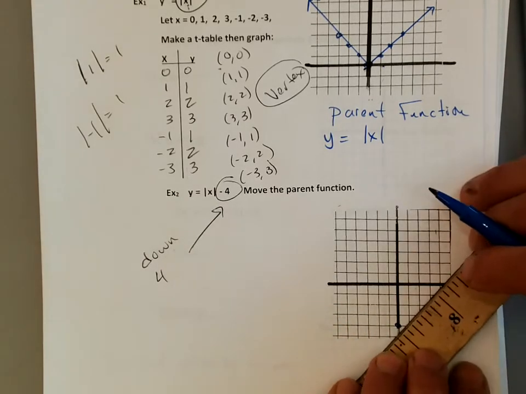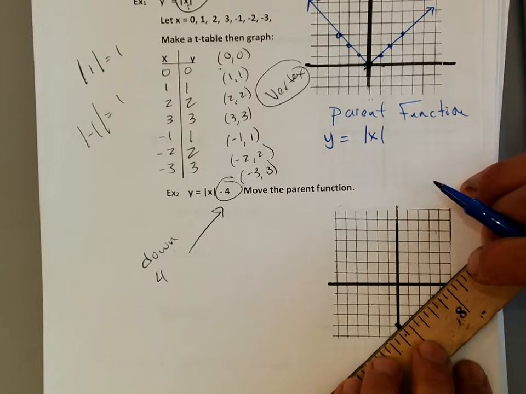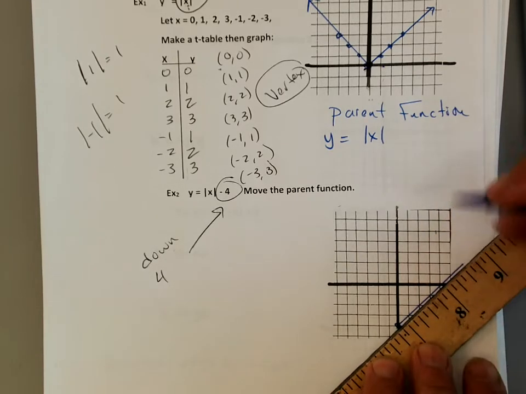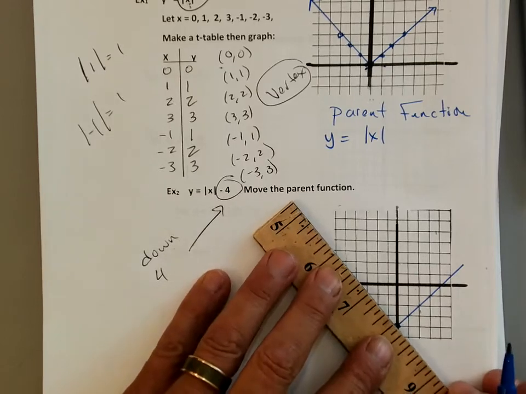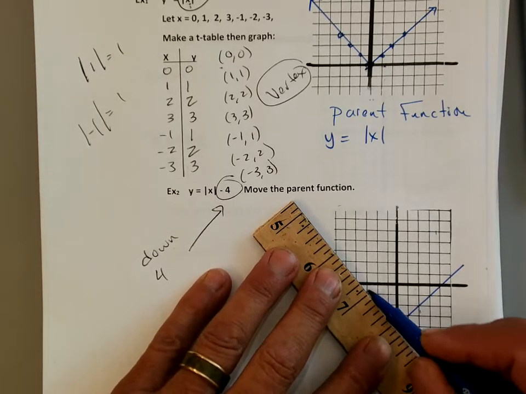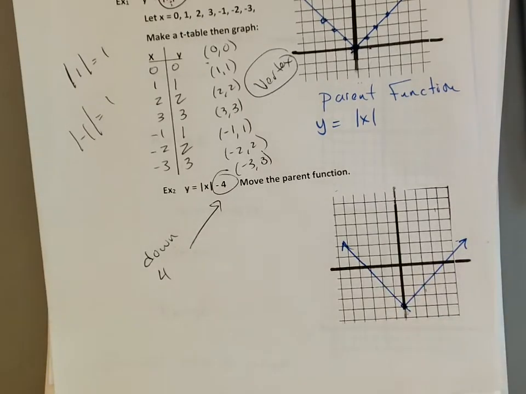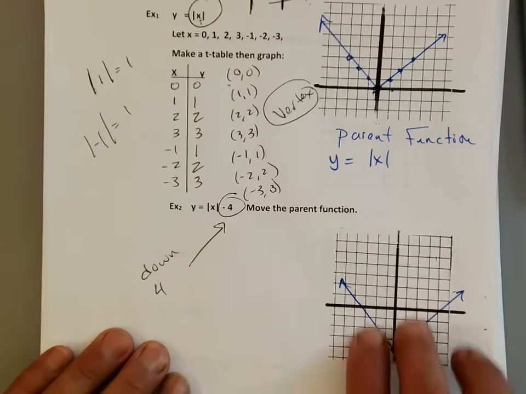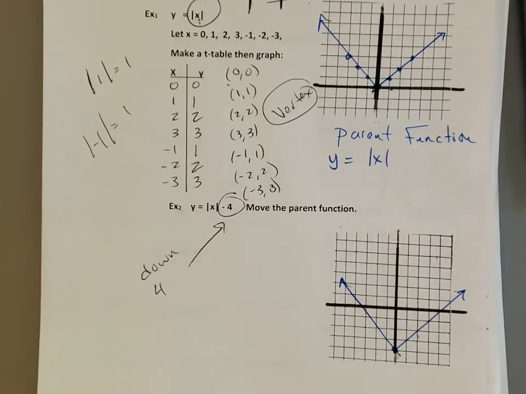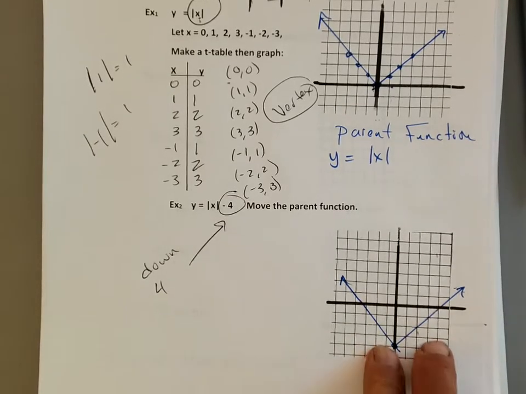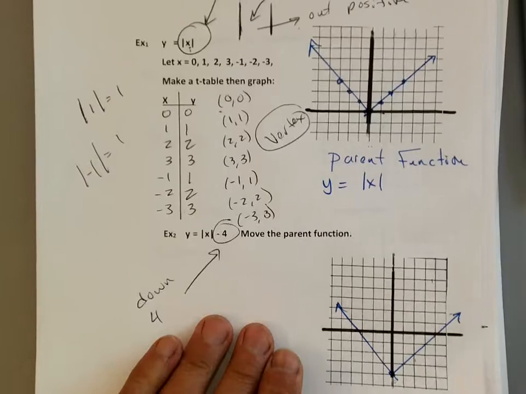Okay, and I'm going to put the same exact graph as what we had above. Put my parent function right there. So here's my parent function, just moved down 4. If this had been a plus 4, I would have taken the whole thing up 4. So it's just that easy, okay? This is the absolute value graph. All right, turn the page.